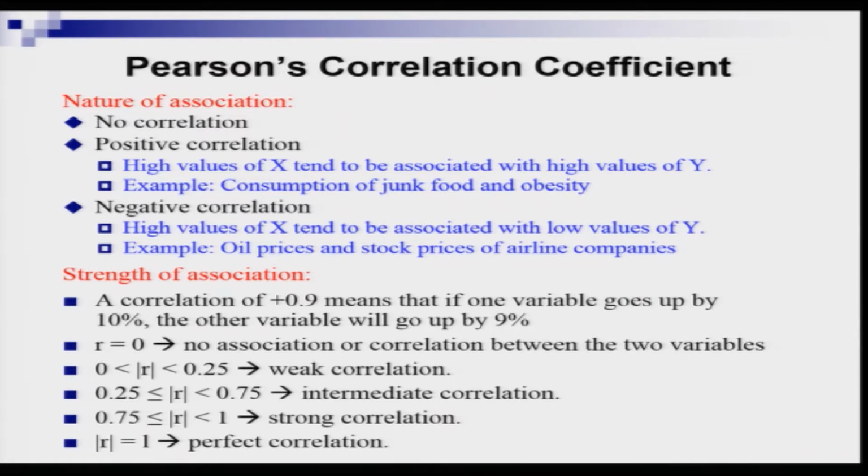Now, if the absolute value of the correlation coefficient falls between 0.25 and 0.75, then you can say that the correlation is intermediate in nature. It is medium, you can say a medium level of strength is found from the data. If the absolute value of r falls between 0.75 and 1, then you are seeing strong correlation in the data set. And finally, I end with another extreme case, where the absolute value of r is equal to 1. That gives you perfect correlation.